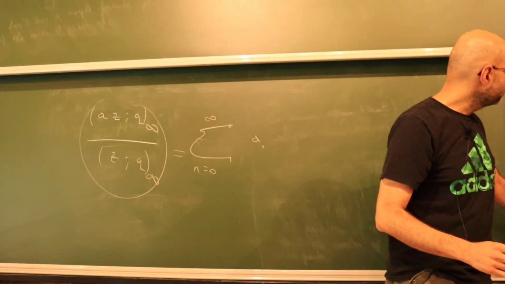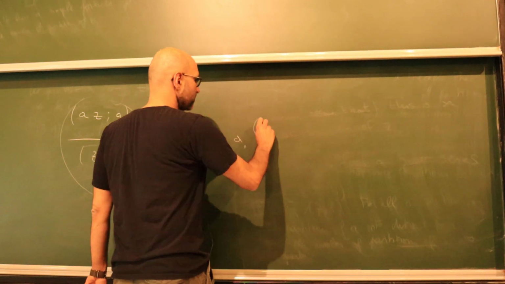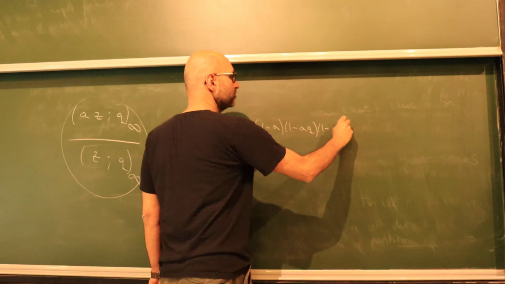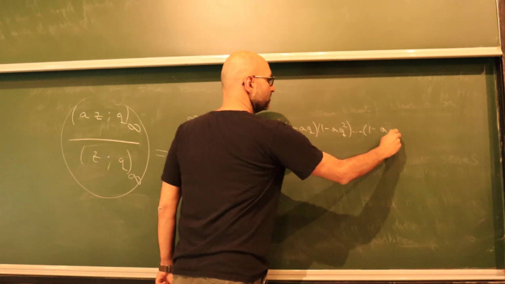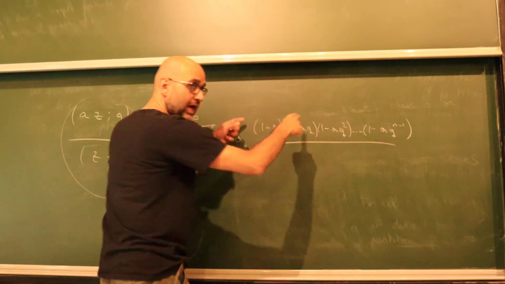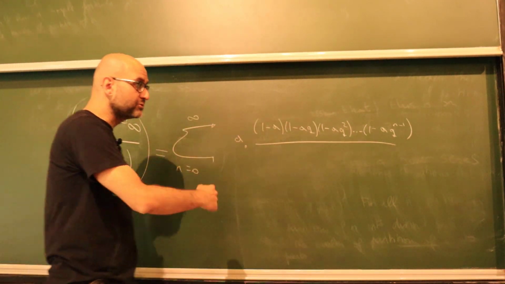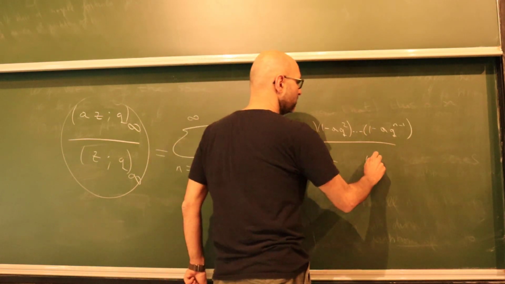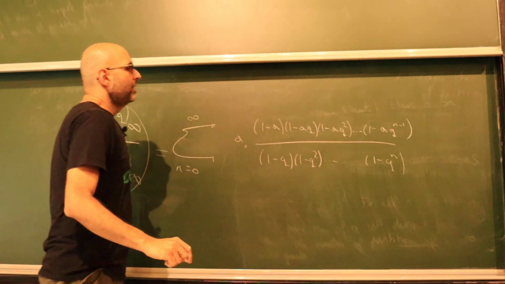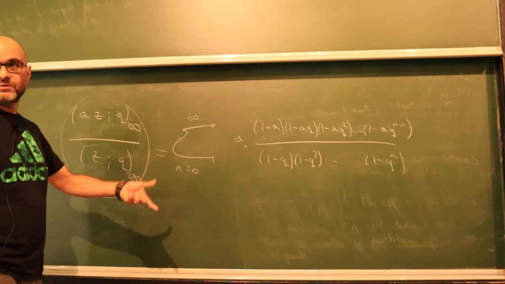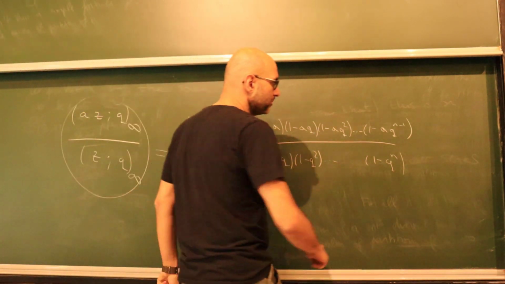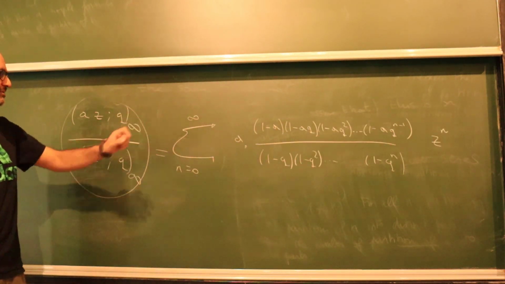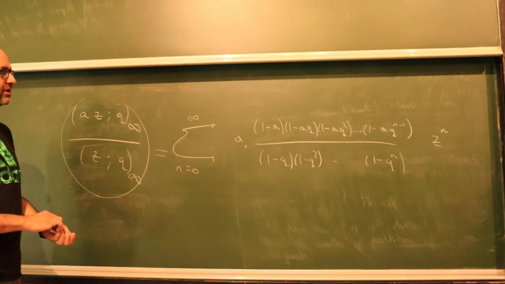From n equals 0 to infinity, a sub 0 times 1 minus a upstairs, 1 minus a times q, 1 minus a times q squared, 1 minus a times q to the n minus 1, up to there, n factors upstairs, n factors downstairs, which are 1 minus q, 1 minus q squared, 1 minus q to the n. What did we forget? Well, remember this was the coefficient of z to the n. And we are done. Well, we are almost done, except that we haven't determined this a sub 0.